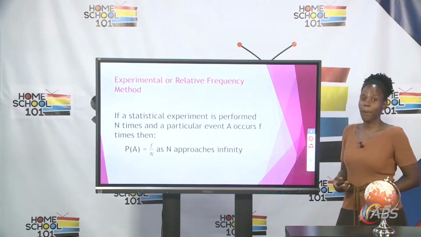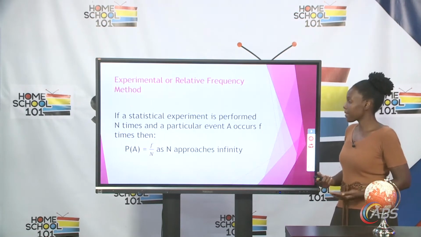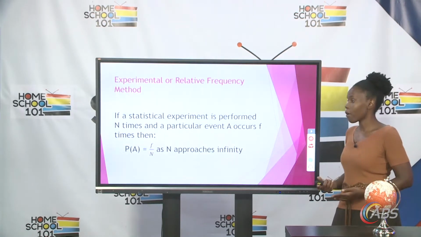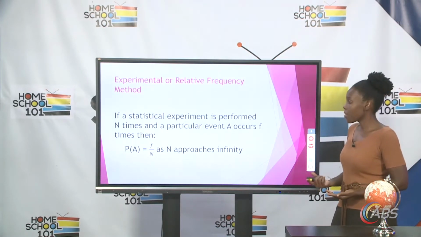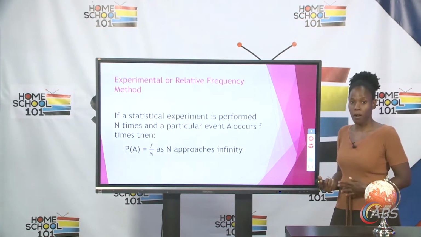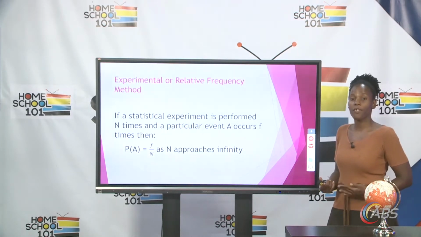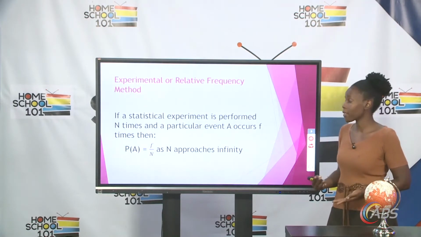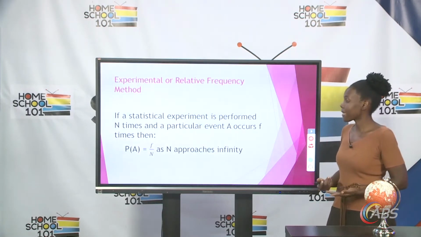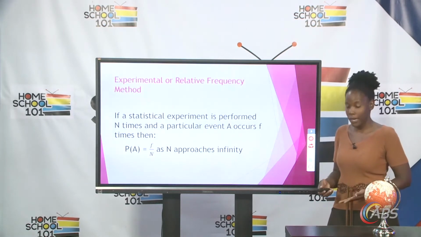Now, in the experimental or relative frequency method, a statistical experiment is performed n times and a particular event A occurs. Then we say the probability of A occurring is equal to f divided by n, where f refers to the frequency, or the number of times that particular event occurs, as n approaches infinity, meaning that the experiment is carried out numerous times.